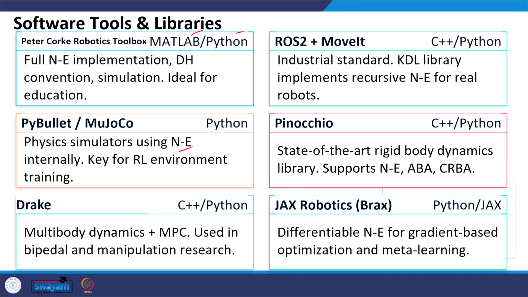Then we have Pinocchio, which is a state of the art rigid body dynamics library. Drake has multi body dynamics. Then JAX robots has differentiable Newton-Euler for gradient based optimization and meta learning.